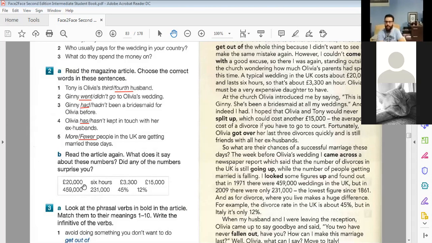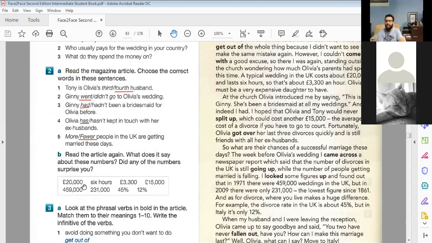What about £15,000? What's this? Average cost of divorce. Yeah. And what about 459,000? What's this number? Weddings in UK in 1971. And the other number, 231,000? Weddings in 2009. What about 45%? Divorce rate in UK. And 12%?